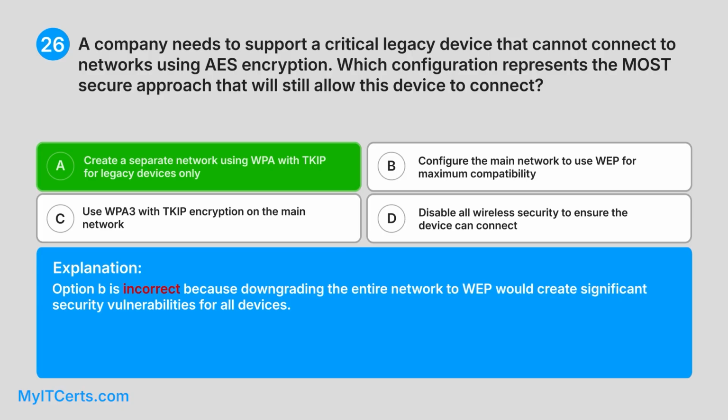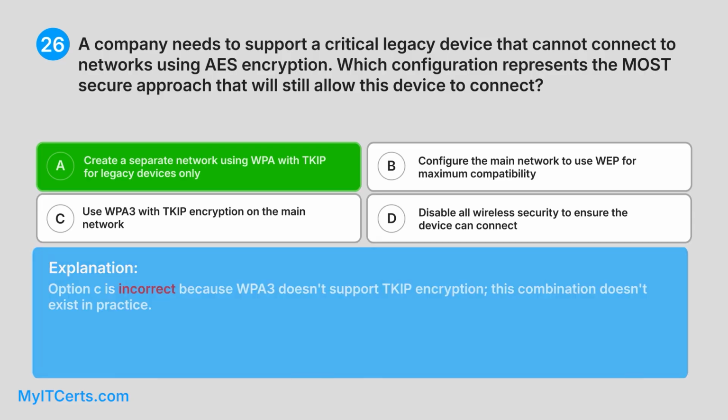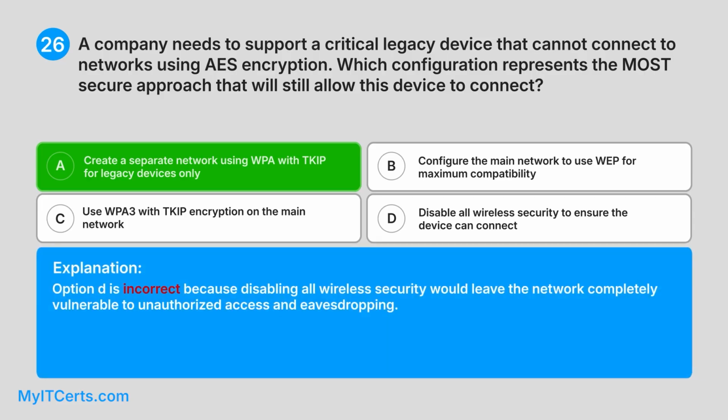Option B, configure the main network to use WEP for maximum compatibility, is incorrect because downgrading the entire network to WEP would create significant security vulnerabilities for all devices. Option C, use WPA3 with TKIP encryption on the main network, is incorrect because WPA3 doesn't support TKIP encryption. This combination doesn't exist in practice. Option D, disable all wireless security to ensure the device can connect, is incorrect because disabling all wireless security would leave the network completely vulnerable to unauthorized access and eavesdropping.